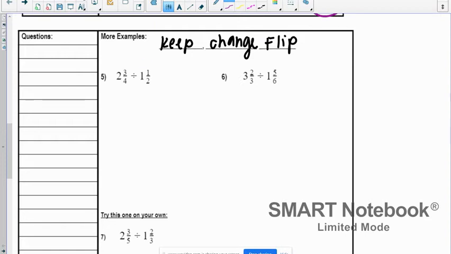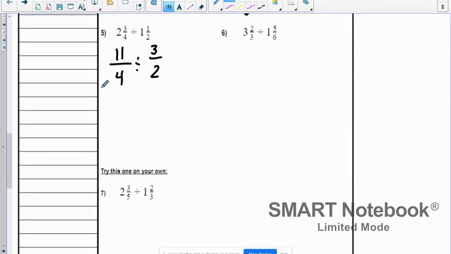Again, we have a bunch of mixed numbers here, so we need to make them improper. We take 2 times 4, which is 8. Add in that numerator, 9, 10, 11. We get 11 is our new numerator, 4 is our denominator. 1 times 2 is 2, plus the numerator is 3. Denominator stays the same as 2. First step is just to rewrite that division problem. Then we keep, change, flip into multiplication. So we keep 11 fourths the same, change division to multiplication, flip 3 over 2 to 2 over 3.